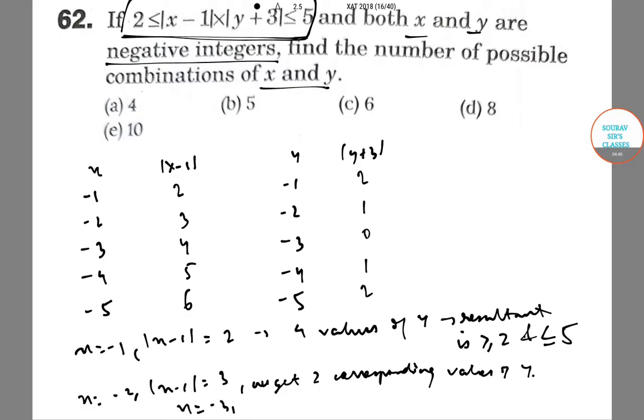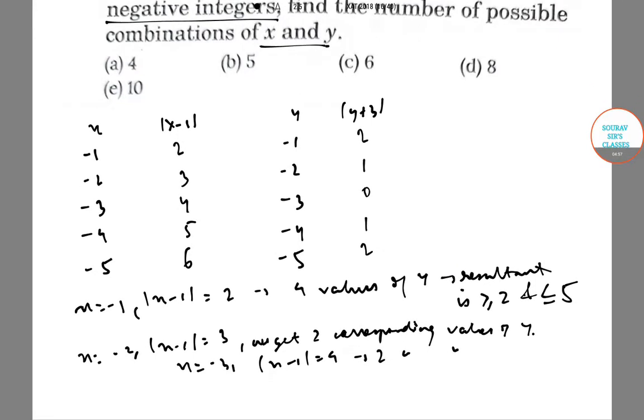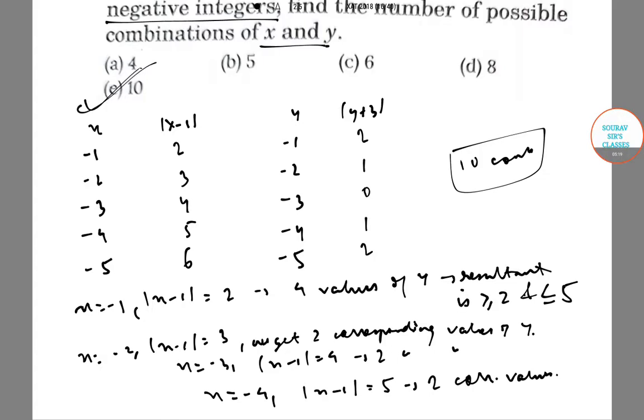For x is equal to minus 3, mod x minus 1 equals 4. So we get again 2 corresponding values of y. And for x equal to minus 4, mod of x minus 1 equals 5. So we again get two corresponding values. Thus in total we have 10 combinations. Therefore the correct option is option E.